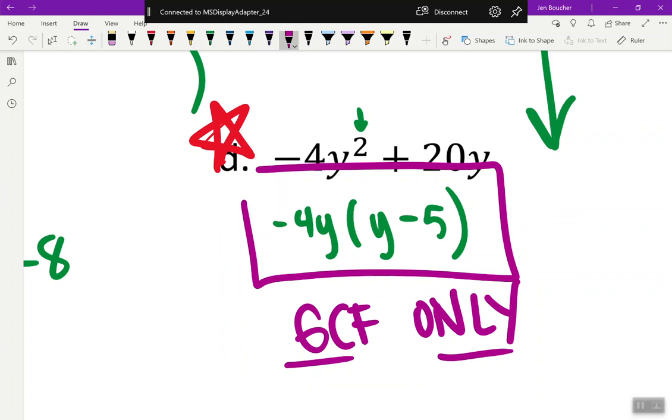Number 1, what did you get? What'd you get? Number 1. 3x times what? X minus 14. Good. Is there another one that's just like that? Find the next one. Number 5, do it.